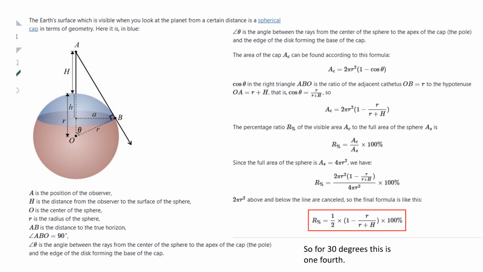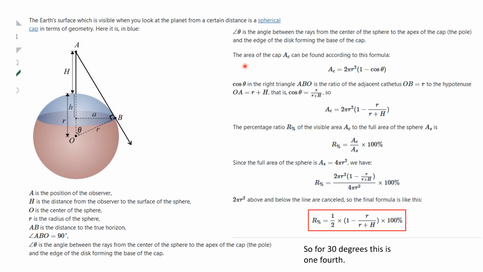Now the reason this is true is that you can look at a picture like this and actually look at the geometry that unfolds, and this angle is the same as the angle that we were looking at. So this angle theta is the angle between the rays from the center of the sphere to the apex of the cap and the edge of the disk forming the base of the cap. So this is kind of like a polar ice cap.